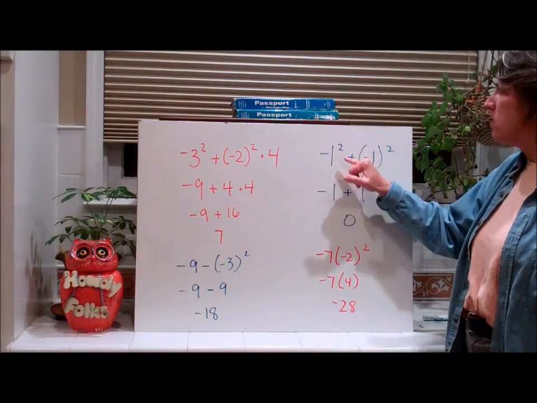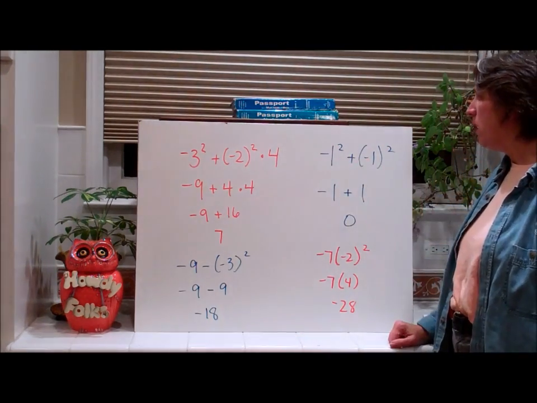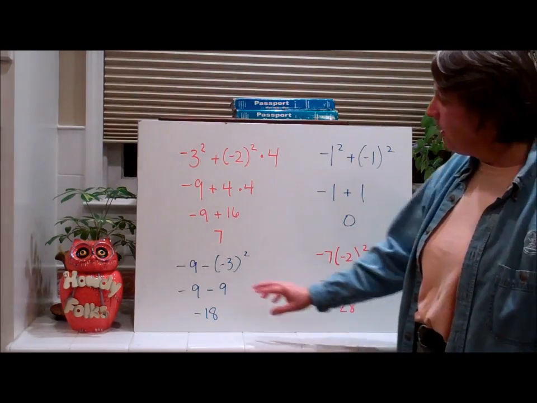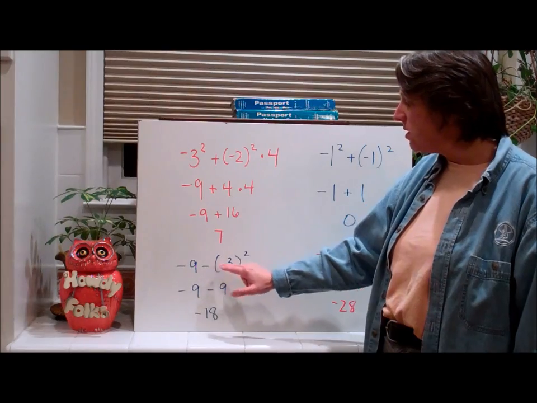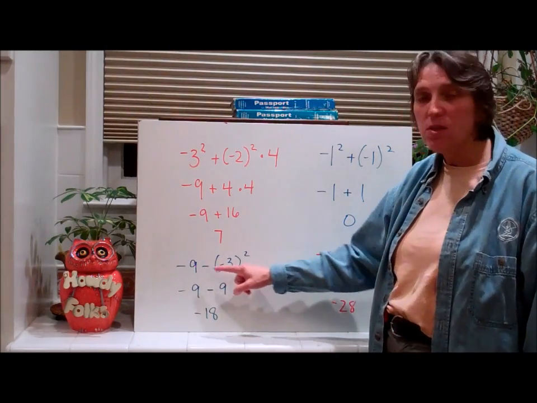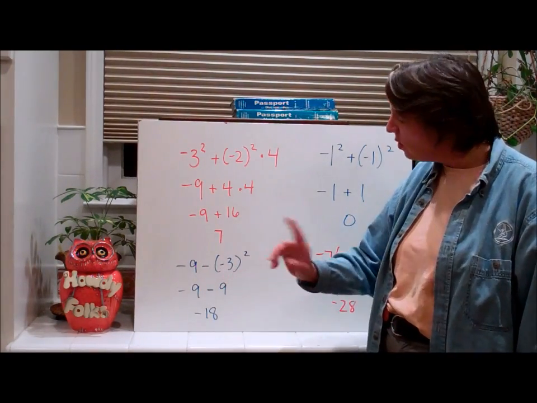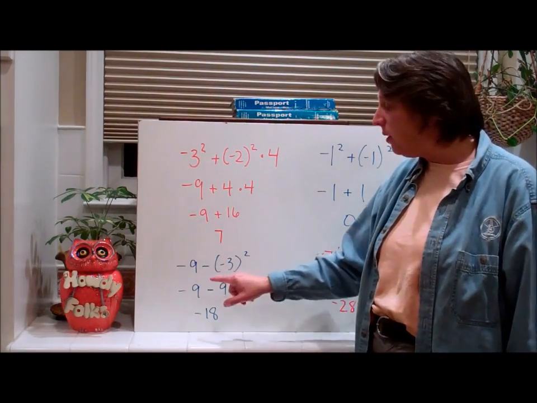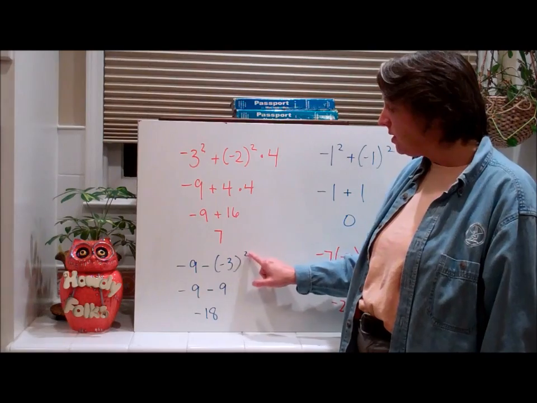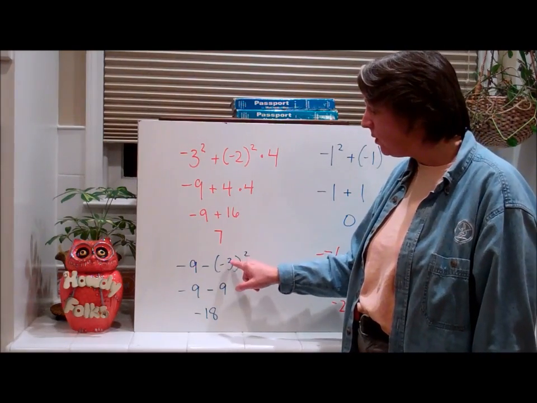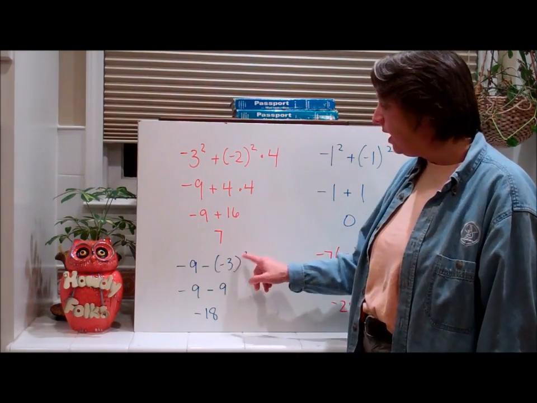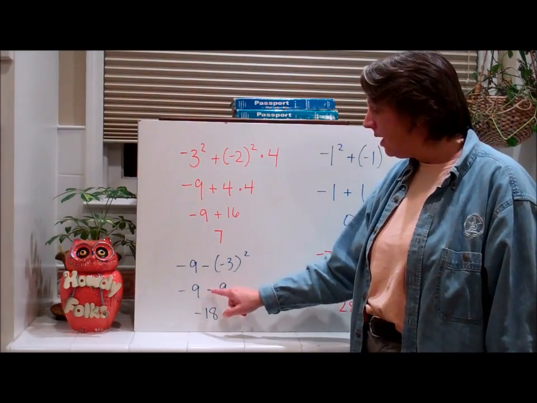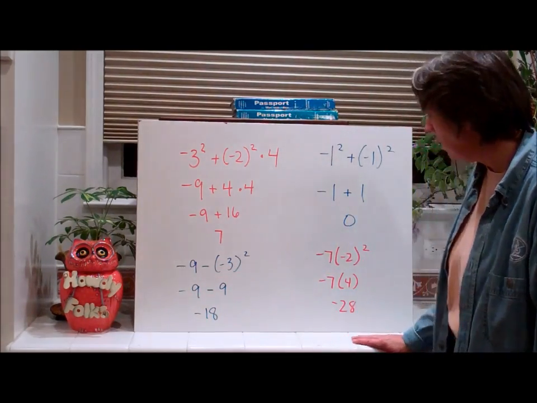Here, the opposite of 1 squared plus negative 1 squared, we get negative 1 plus 1, which is 0. Down here, the opposite of 9 minus negative 3 squared, we cannot do a giant plus here. No, because there's a parentheses and an exponent. So we have to do the parentheses and the exponent first. Negative 3 squared is 9, and bring down the minus. Negative 9 minus 9 is negative 18.